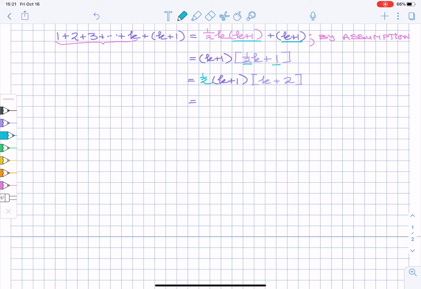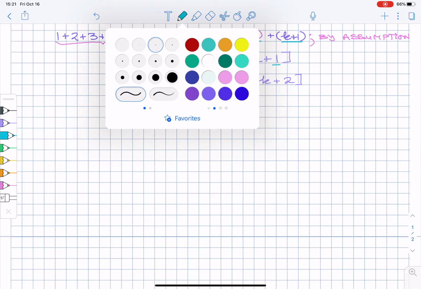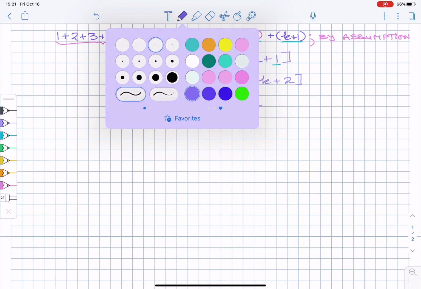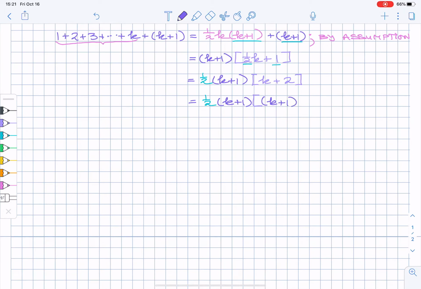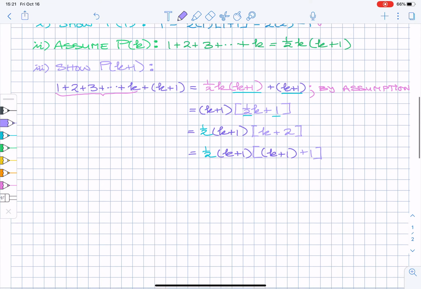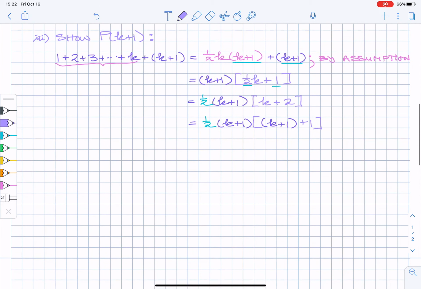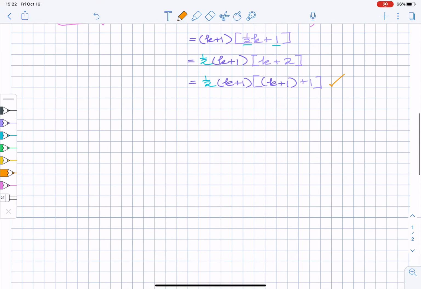So now we're going to get 1/2 times k plus 1 times the quantity. Well, k plus 2 I can claim is k plus 1 plus 1, right? Now that's actually the form I need. Do you agree that n in this case was k plus 1? So I needed 1/2 n times the quantity n plus 1, where n in this case is k plus 1. Once I've shown that, I'm done. Check mark. Actually, let me do that in orange. So check mark.